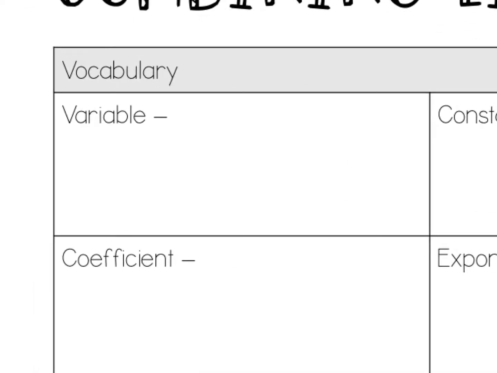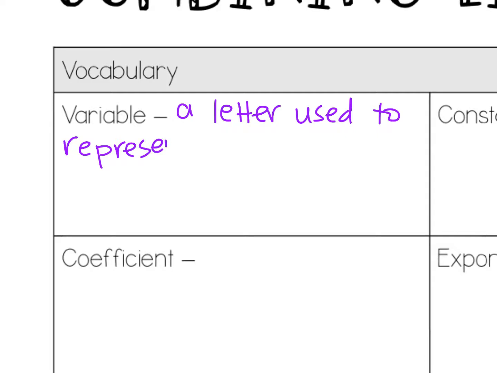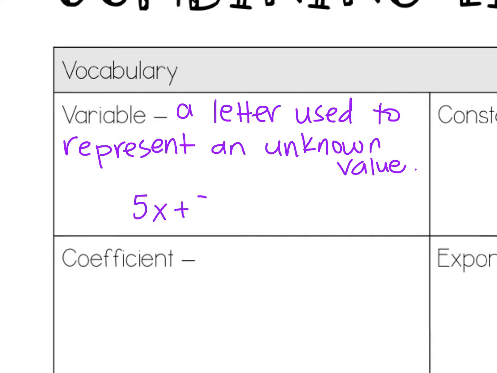Starting with variable. Variable is going to be a letter used to represent an unknown value. So in the expression 5x plus 8, our variable is obviously the only letter there, the x.